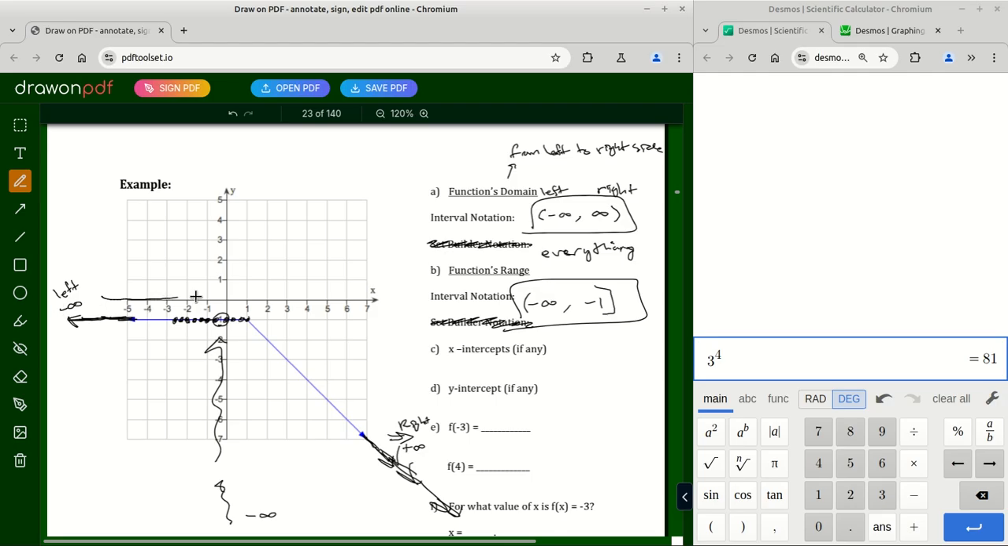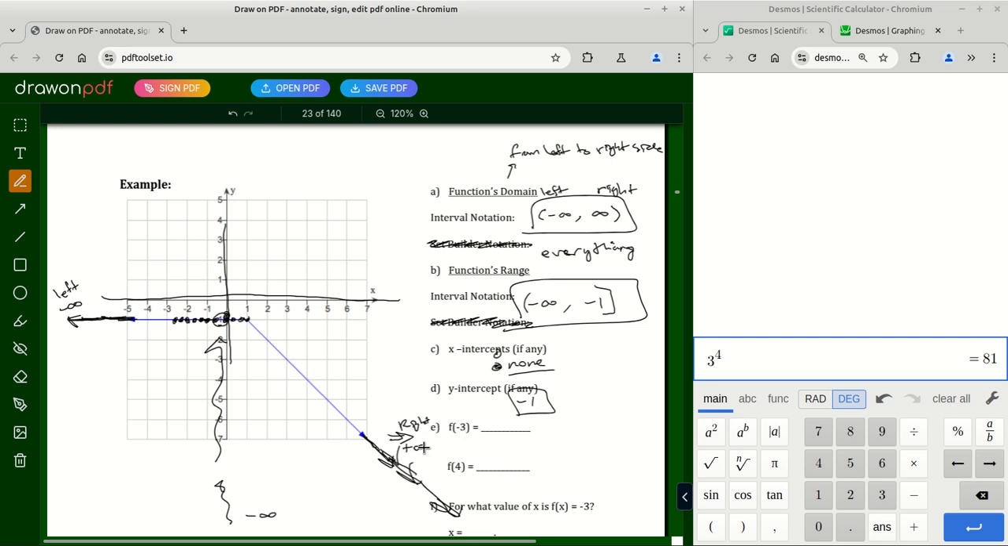Anyways, x-intercepts right here. Where is it ever crossing or touching this line? None. Hey, y-intercepts, where is it crossing this line? -1. Very good. By the way, none, you just click the none button. There's a button for that, and you just click it.